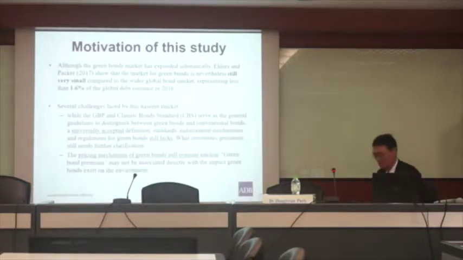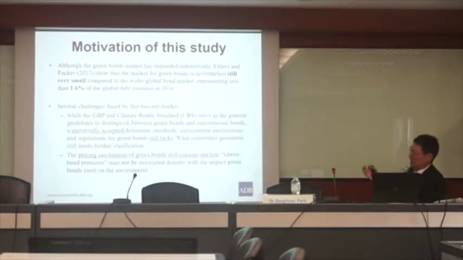Now, we have just seen that green bonds are growing very rapidly. But still, if you look at their relative size, it remains quite small. It's less than 2% of global bond issuance in 2016. So conventional bonds are over 98%, and green bonds less than 2%. In other words, there's a long way to go.